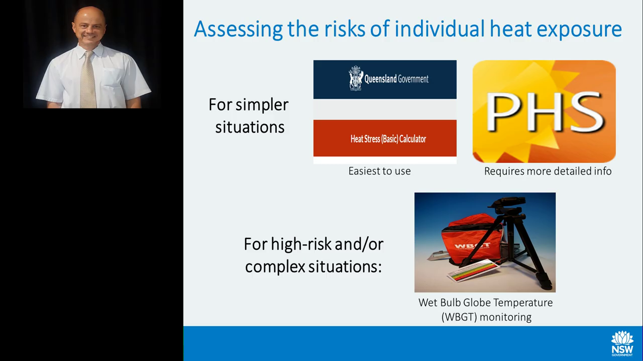For high-risk, complex and/or contentious situations, traditionally we use the wet bulb globe temperature WBGT monitoring to fully assess workers' risk of exposure to heat-related illness. Wet bulb globe temperature monitoring requires the services of an occupational hygienist, and it's done over full work shifts. It establishes a clearer picture of all the environmental and personal contributing factors that can impact exposed workers.